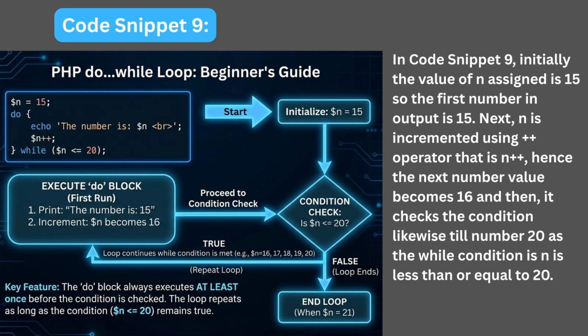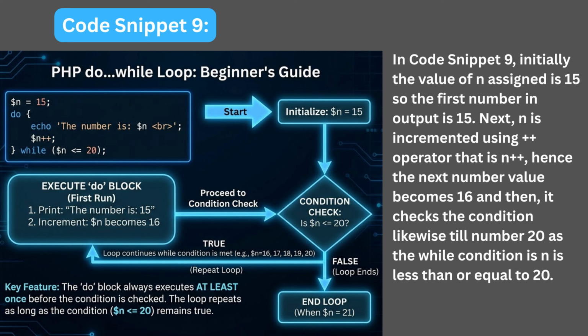In this program, the variable n is initially assigned the value 15. Because this is a do-while loop, PHP will immediately execute the code inside the do block before checking any condition. That means the very first output printed on the screen will be, the number is 15, even before the loop checks whether the condition is true or false.